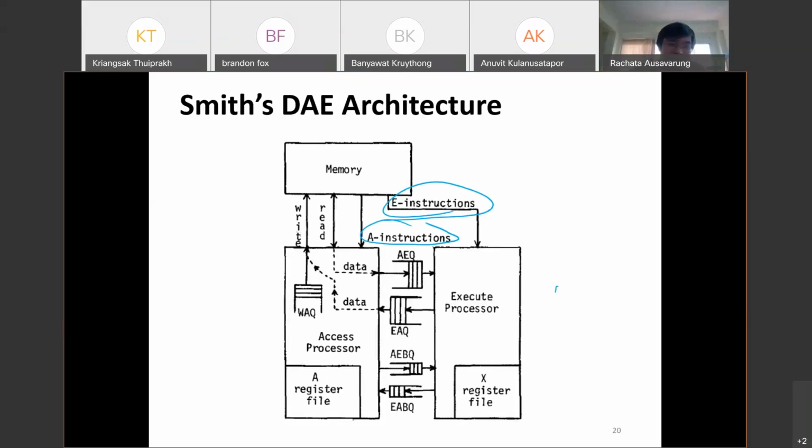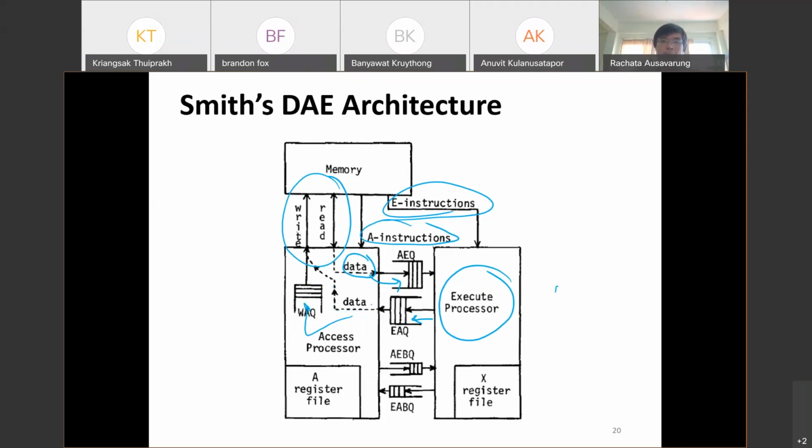The A instruction would do all the reads and writes to the memory. The data that I read is put in the queue so that you can execute on that data. Data is put back into the write queue, right? The write queue would go to the write access queue and be put onto the memory. And that's it.